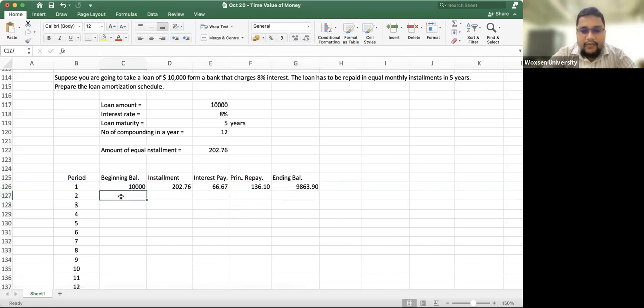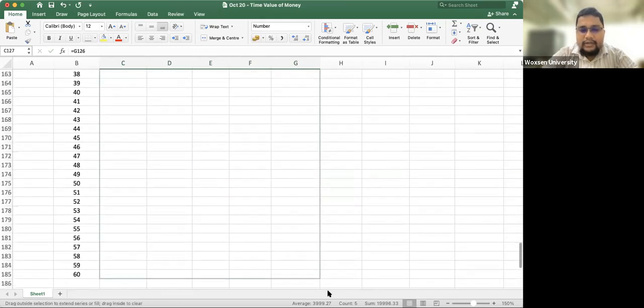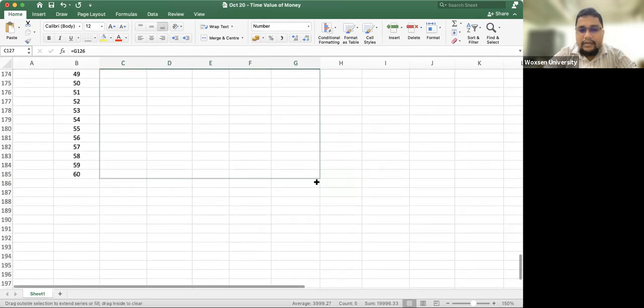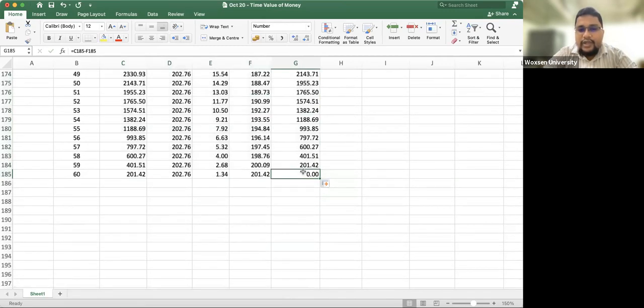And in the second month, the first month's ending balance will be the beginning balance of the second month. Now we can copy these calculations down for 1 month, and then we can copy the whole thing down to 60 months. And if you get 0 here, then you will think that the calculation is okay, because after 60 months, there should not be any loan balance remaining.